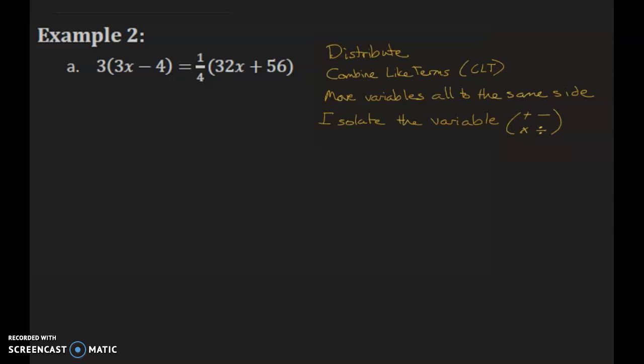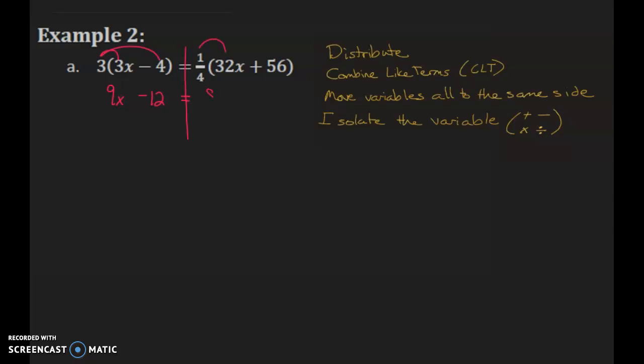Let's try the same thing with a problem that has a few extra steps. So remember, the first step is to distribute on either side of the equal sign if there's parentheses. So you see on the left side of the equal sign, there's definitely parentheses. So I'm going to distribute the 3. So I'm going to have 3 times 3x, which is 9x, and 3 times negative 4, which is negative 12. Now there's also parentheses on the right side, so I'm going to distribute here also.